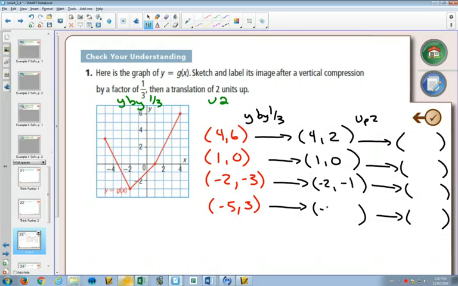So y by 1/3, you can just go through your y values and multiply them all by 1/3. It's nice that they were all nice values. We don't have any fractions. And then move them up 2. And now we can go and label those points. So we're going to have (4, 4), (1, 2), (-2, 1), and (-5, 3).